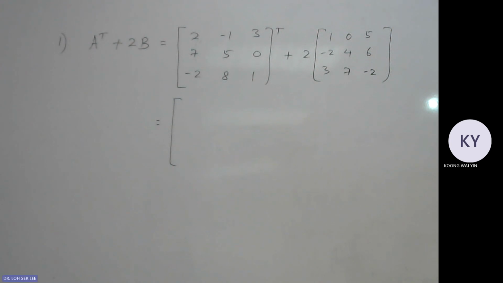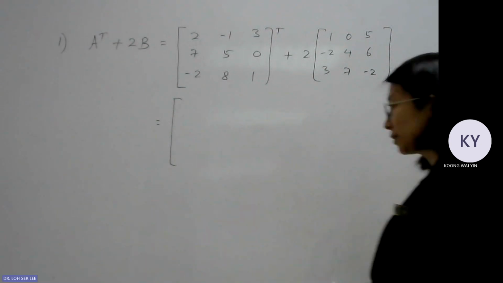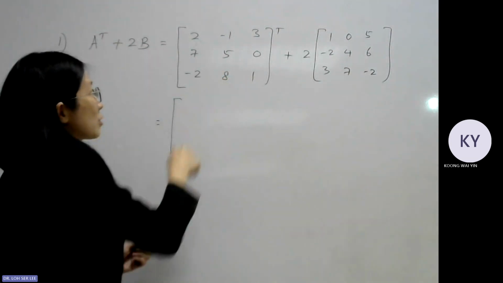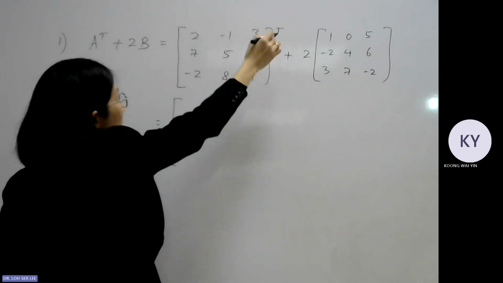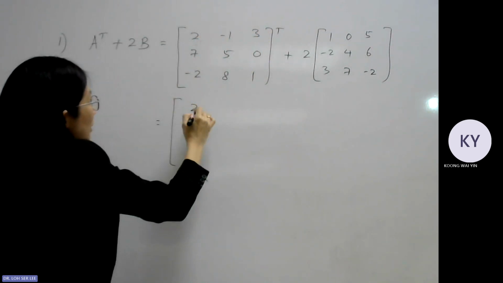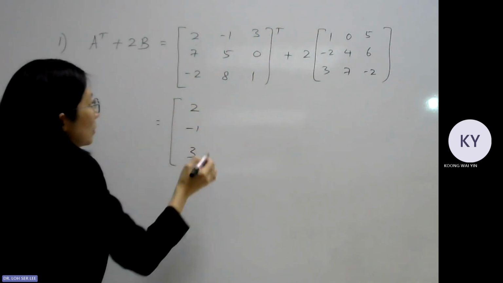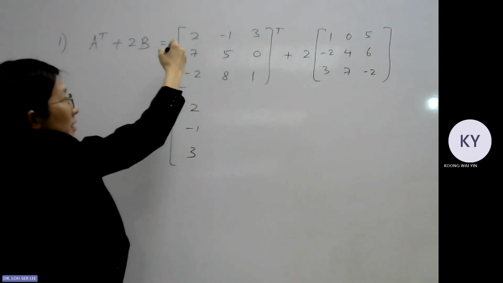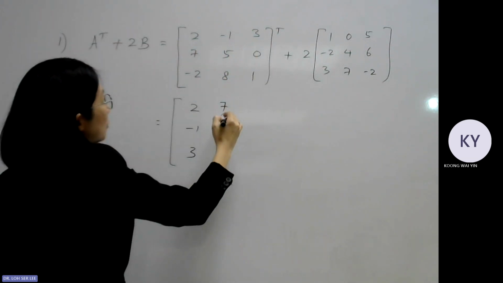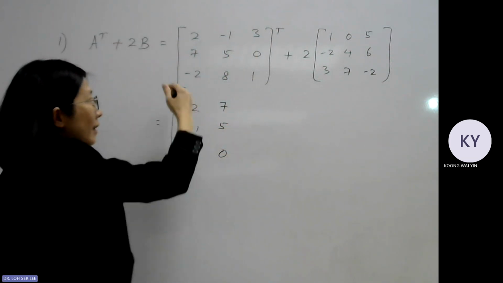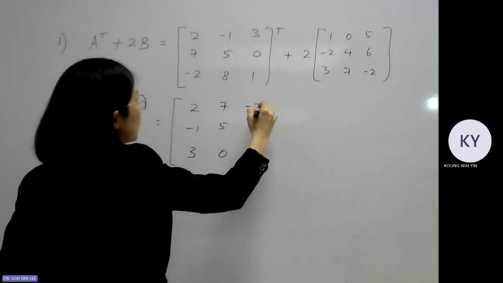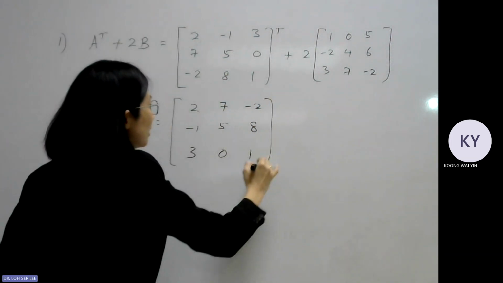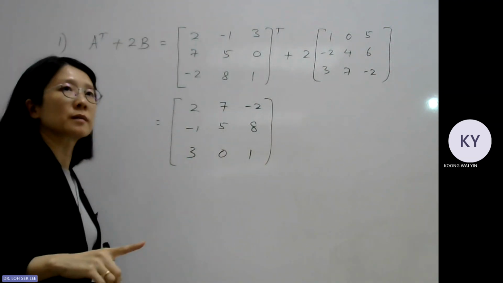Okay, to get the transpose matrix, first row, this row 2, -1, 3, you change into the column 2, -1, 3, and the second row you change into second column, and the last row into last column. So -2, 8, 1. So this is the transpose matrix.